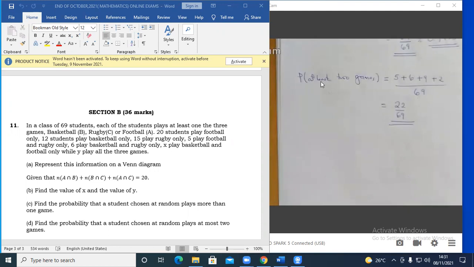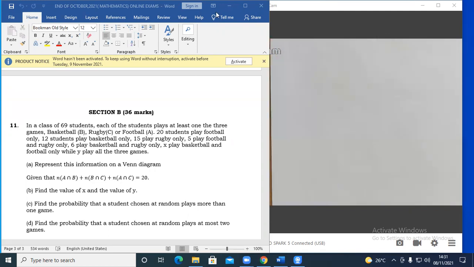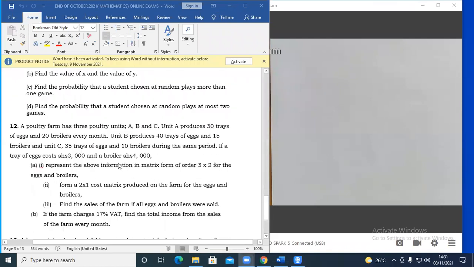So that's our question. Members, is there any question there? Is there any question in number 11? Have you understood what was required of you? Members, is there any question on that? We are together, right? Yes, and you have understood. Good. Okay, let's go to number 12.